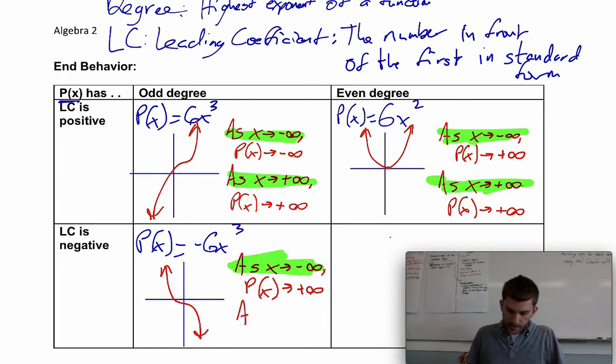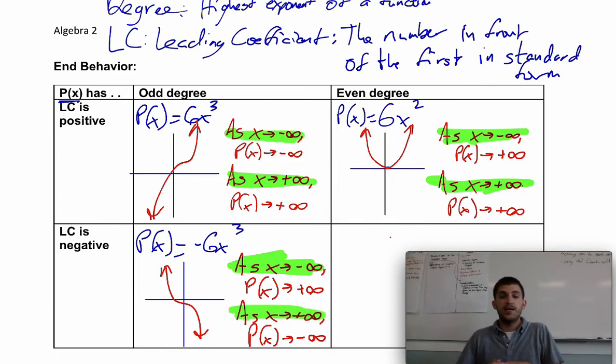The other part, as x approaches positive infinity, p of x approaches, well, on the right side of this graph, take a moment and think about what's going on on the right side of this graph. This one's going down. So this one's going to negative infinity. Again, just highlighting the part that's always going to be the same. You're always going to say as x goes to negative infinity, sorry, to your left, and as x goes to positive infinity, to your right.